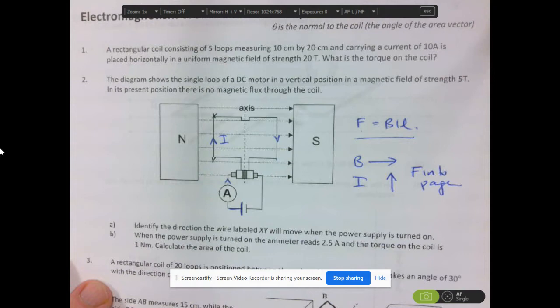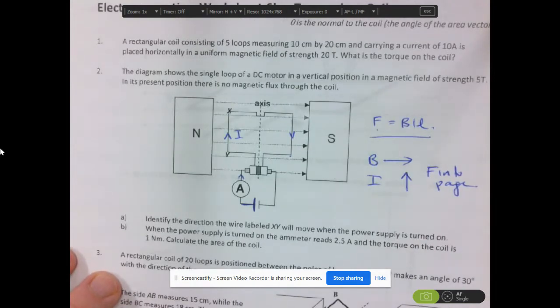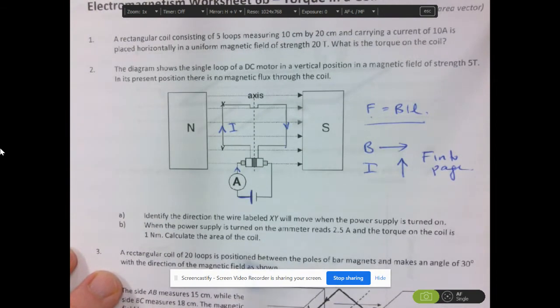Okay, we're now asked to calculate the torque on the coil, the area of the coil. So when the power supply is on, the ammeter reads 2.5 amps, the torque is 1 Newton meter, and we've got to calculate the area. So we're just going to work backward.